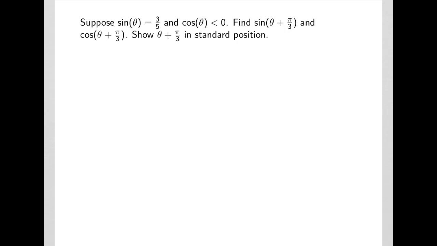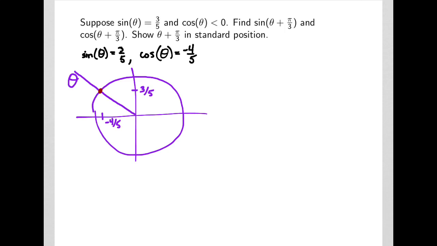Part C of this problem considers the same angle theta, and it asks us to find the sine of theta plus pi over 3 and the cosine of theta plus pi over 3, and then show the angle theta plus pi over 3 in standard position. Like the previous problem, we've already done the work for the theta, so let's re-summarize what we have. So I've drawn the unit circle, and I've put the y-coordinate at 3/5, the x-coordinate negative 4/5, and now we want to consider the sum identity for the sine and cosine.